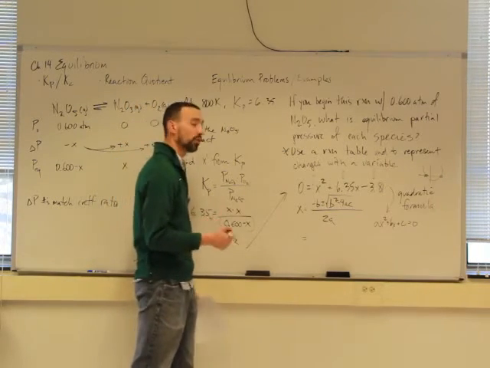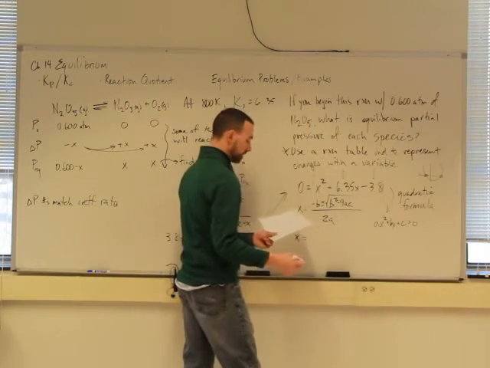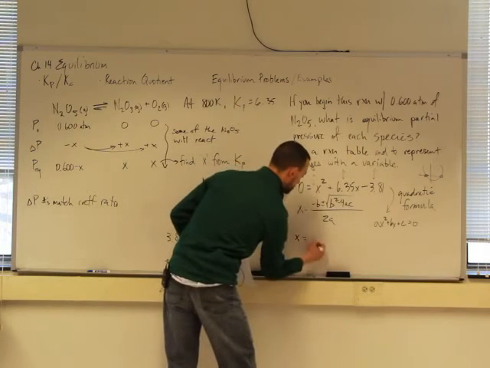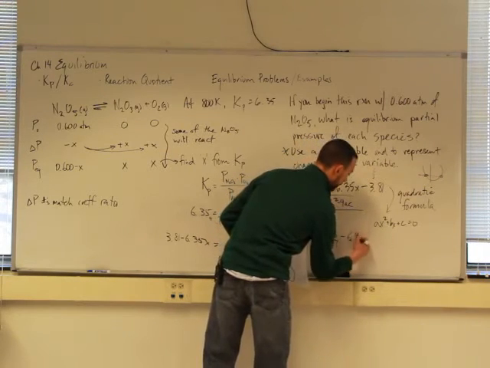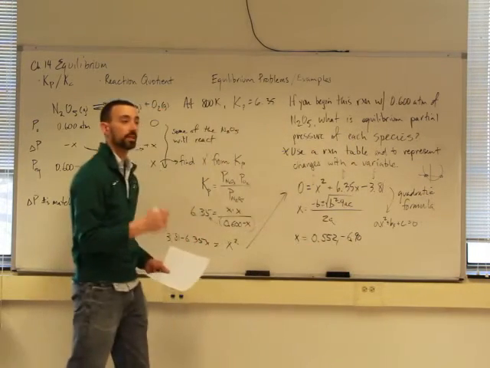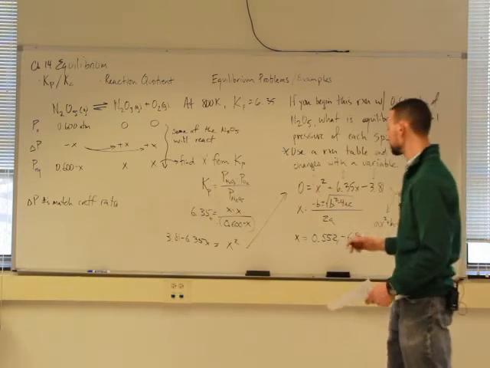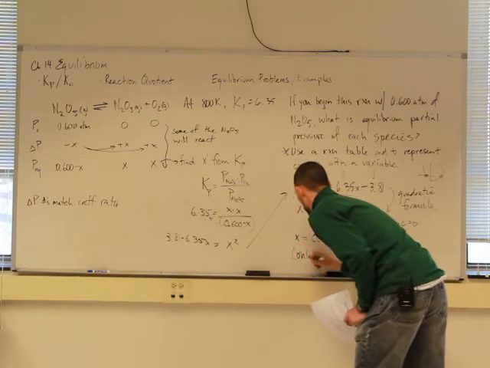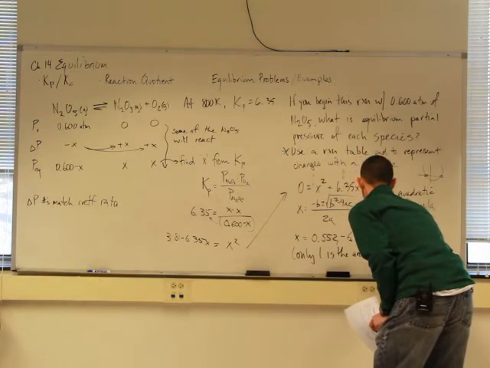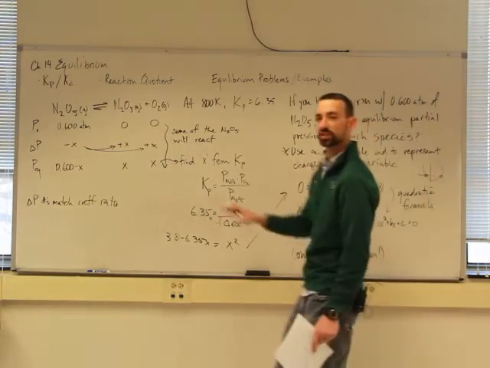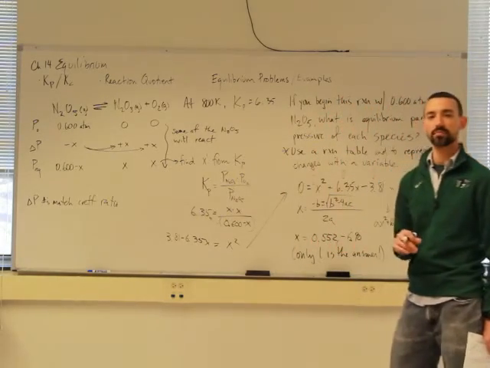But when I do this, I'll get two answers for x, right? Because logically, this polynomial has two roots. So the two answers that I get here are 0.552 and negative 6.90. Now, while algebra says there are two answers to this polynomial, two roots to this polynomial, chemistry says that only one is the answer. Only one of those values is the actual answer to our problem of what is the pressure of some of these chemicals at equilibrium. All right?